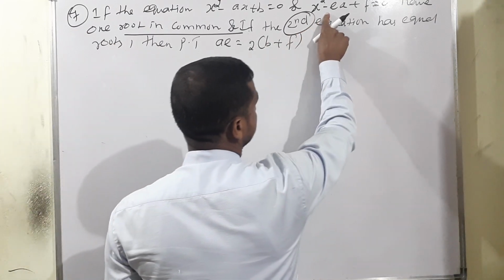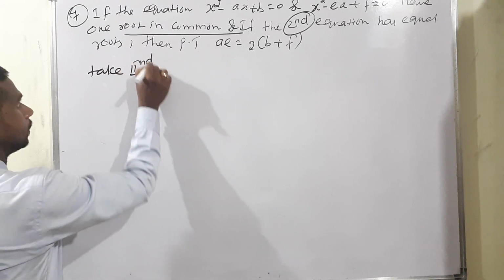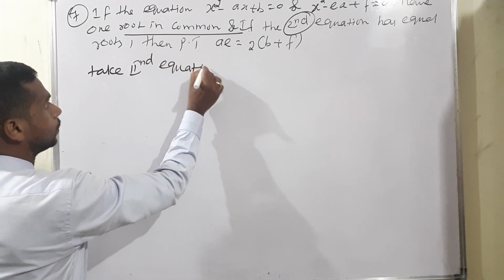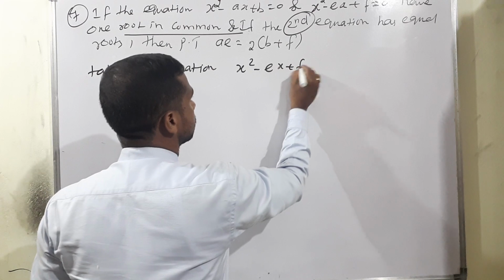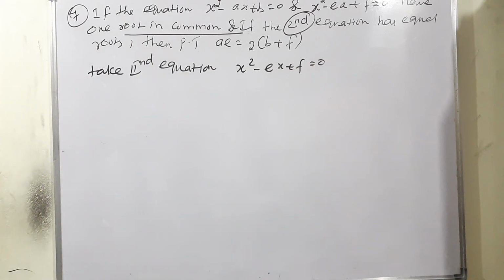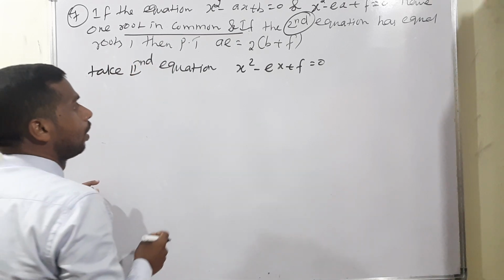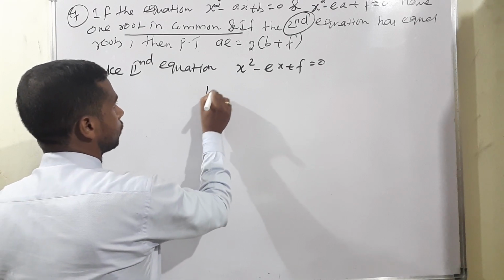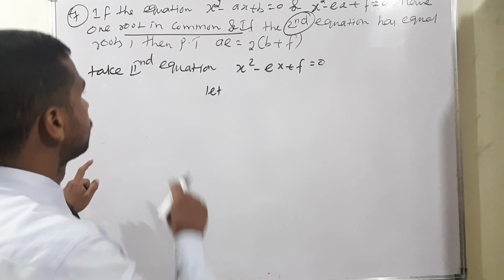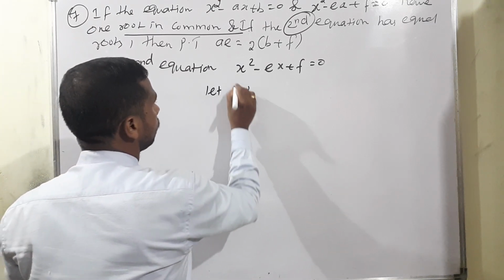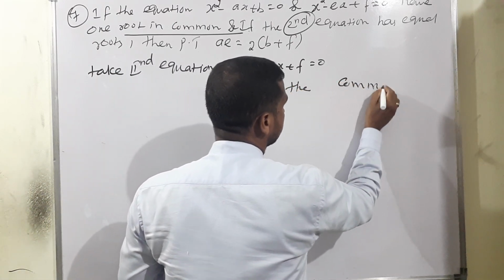Okay, the second equation, what is the equation? So take the second equation: x square minus ex plus f is equal to 0. Now the condition is that the second equation has equal roots. So equal roots means let alpha be the equal roots. The first main condition is that a common root is there, so let alpha be the common root.